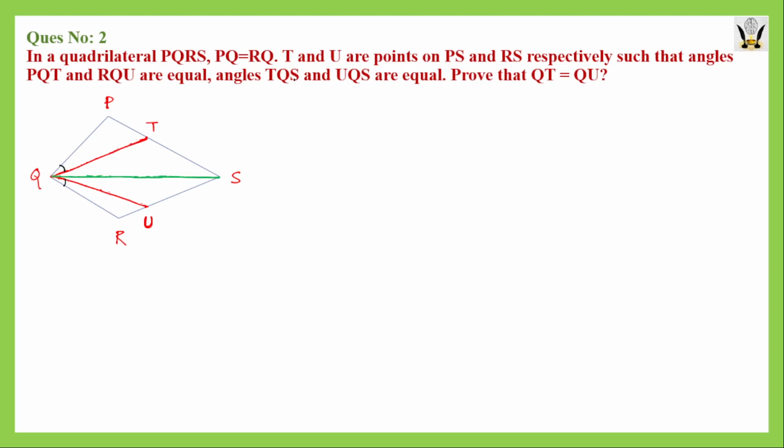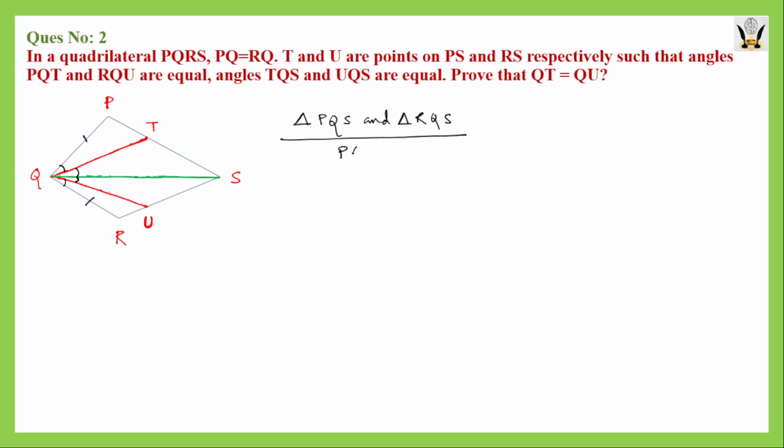these angles, and also angle TQS, this angle, and angle UQS, this angle, these two pairs of angles are equal, and now we have to prove that QT is equal to QU. So this is QT and this is QU, these two sides are equal, that we have to prove. First we will consider these two triangles PQS and RQS. So between these two triangles, what are the parameters which are the same? As per the problem statement, PQ is equal to RQ.